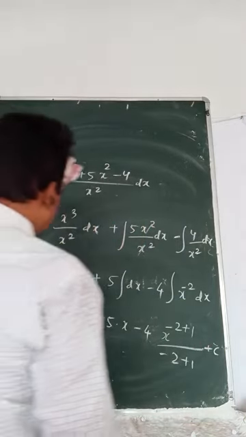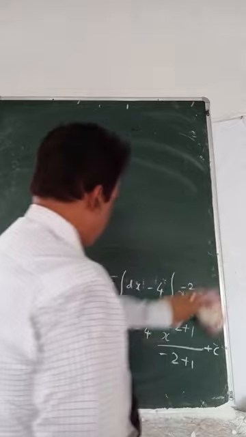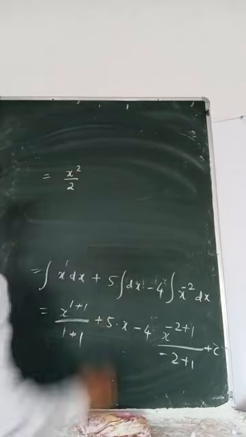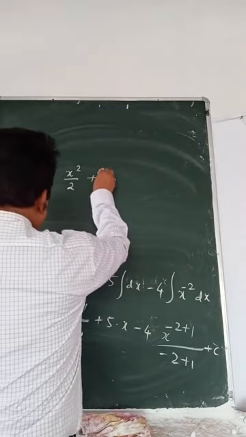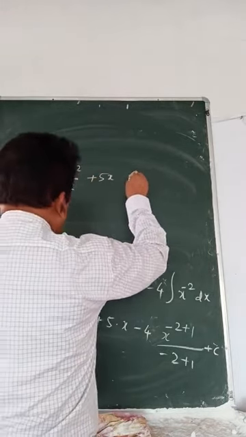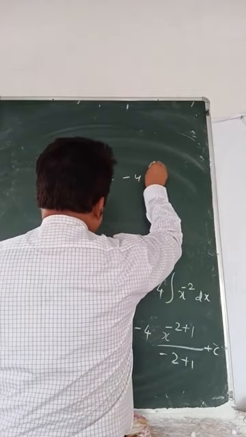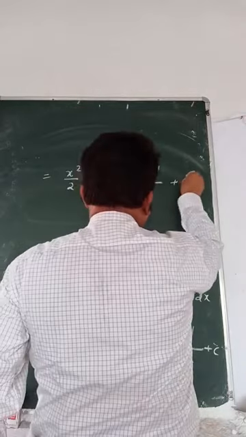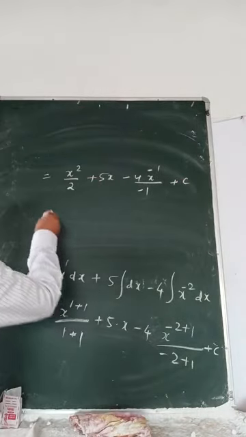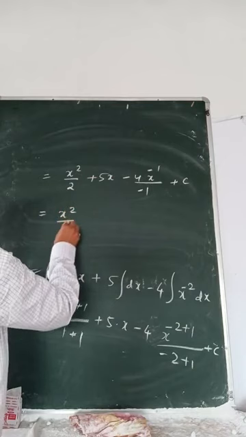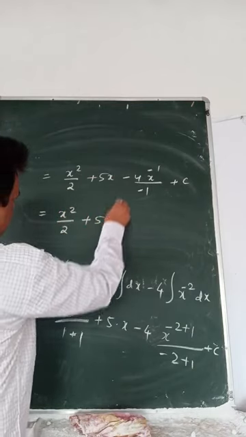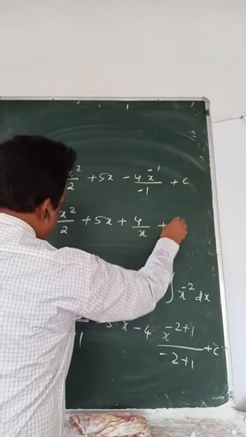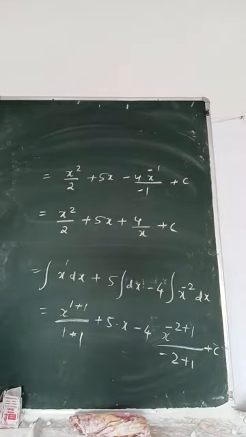So what did you get on this? You are getting x square by 2 plus 5x minus 4x to the power minus 1 divided by minus 1, plus constant. So you can write x square by 2 plus 5x plus 4 x to the power minus 1, which becomes 4 by x. Okay, this is one question.